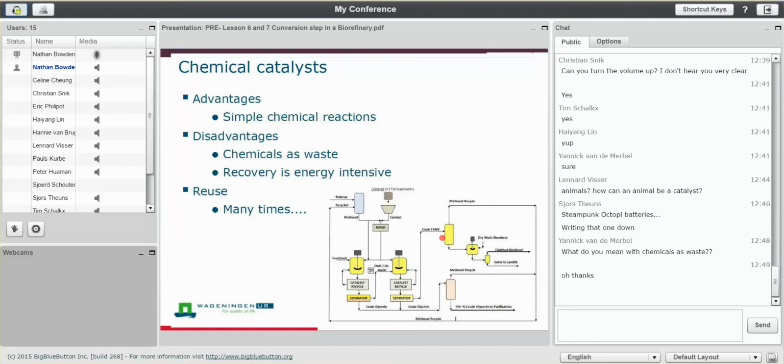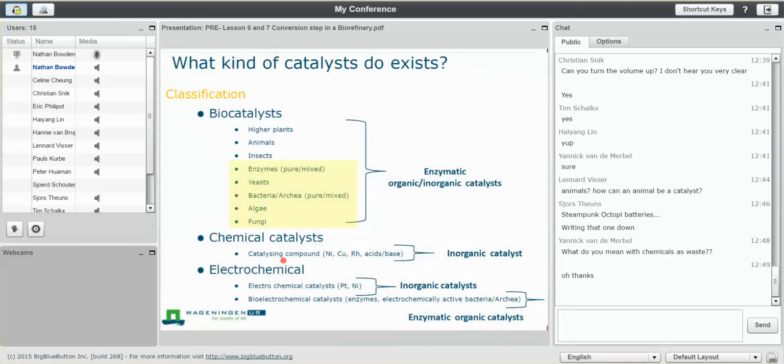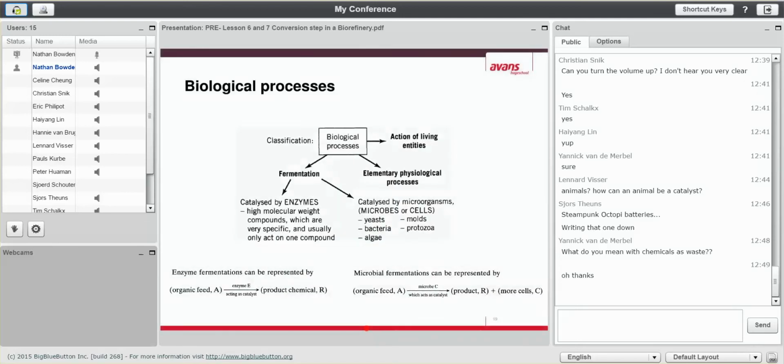Because that's one of the things we're talking about: a catalyst shouldn't be destroyed, in theory. But unfortunately, in practice, it is wasted. You have to keep on buying it. For example, steam explosion, you just need water, heat, and pressure. Here you need to buy chemicals for it. Now we can move on to enzymes, yeasts, bacteria, algae, and fungi.